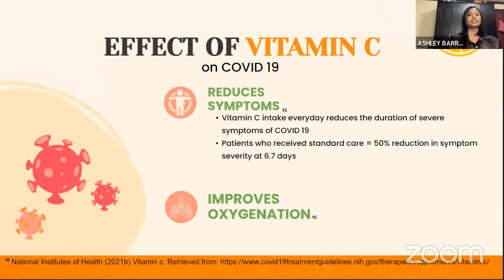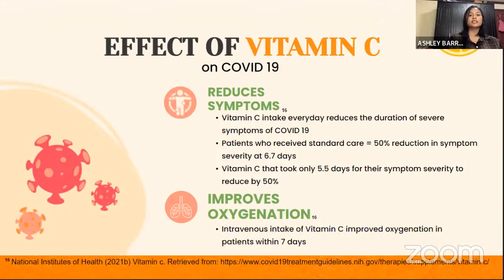According to NIH in the year 2019, patients who received standard care achieved a 50% reduction in their symptom severity at 6.7 days. Compared with those patients who took vitamin C every day, it only took them 5.5 days for their symptom severity to reduce by 50%. Furthermore, NIH claims in their study that intravenous intake of vitamin C improved oxygenation in patients within 7 days, compared to those who were just given standard care in which no improvement was identified.